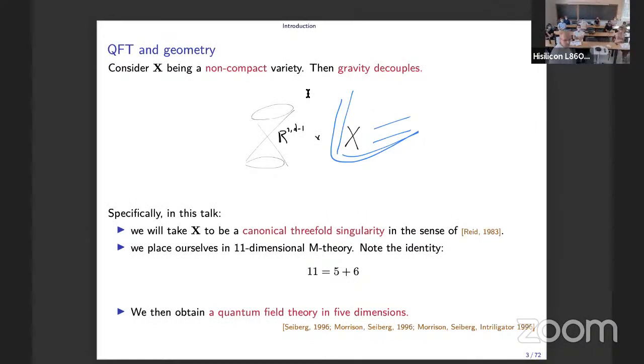So in the present context, we want to decouple gravity, so we do that by taking a very large volume, or really more specifically from the start, we will consider non-compact spaces.